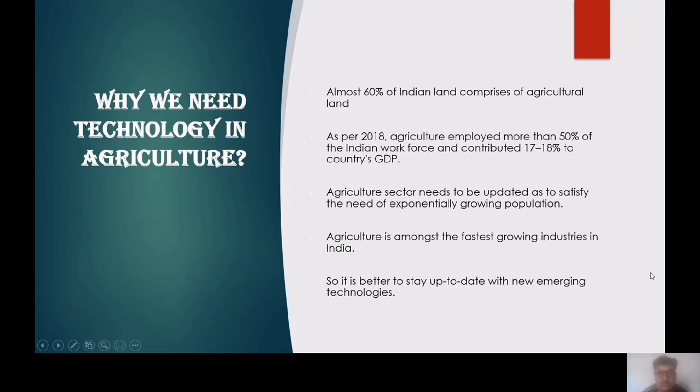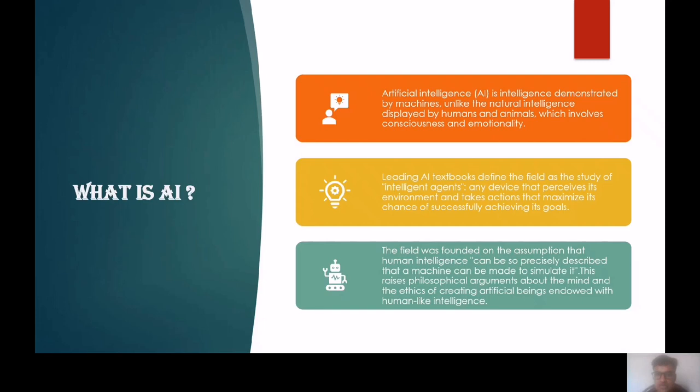Coming to what is artificial intelligence? Artificial intelligence is the intelligence demonstrated by machines, unlike the natural intelligence displayed by humans and animals, which involves consciousness and emotionality. Leading AI textbooks define the field as the study of intelligent agents, any device that perceives its environment and takes action that maximizes its chance of successfully achieving its goal.